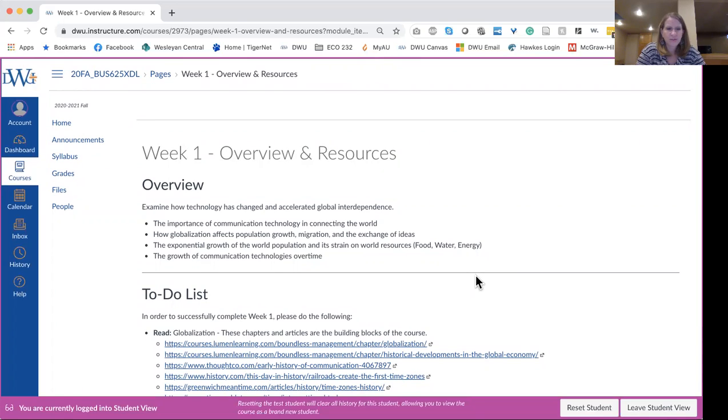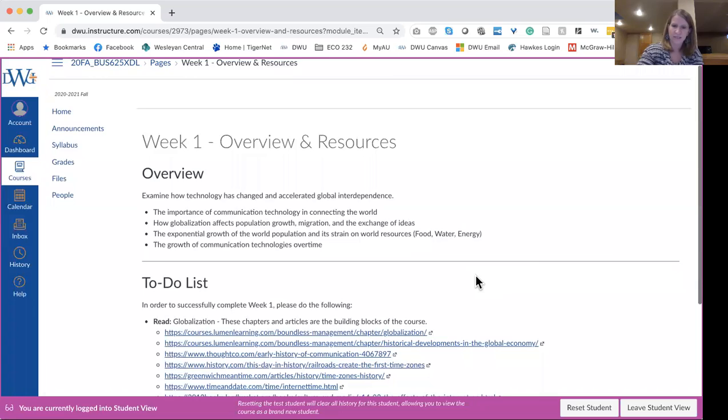So the overview for the week is all about examining how technology has changed and accelerated global interdependence. The four objectives are to understand the importance of communication technology in connecting the world, look at how globalization affects population growth, migration, and the exchange of ideas, the exponential growth of the world population and its strain on the world resources, and the growth of communication technologies over time.